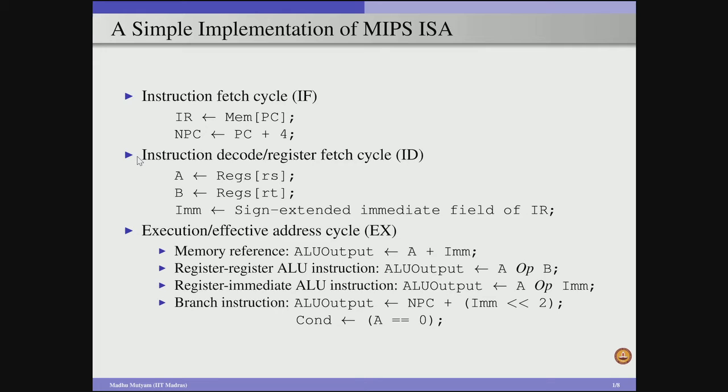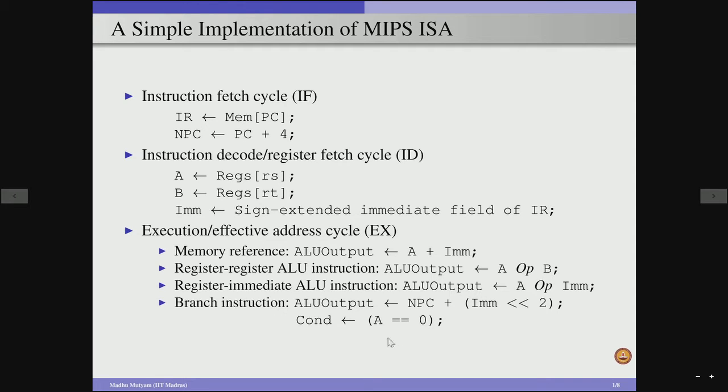And if the instruction is a branch instruction, then we have to test the branch condition. So, that will be tested by using the second instruction here, that is the condition is evaluated as to whether A equals 0, it is a branch-equal-to-0 or not. That is what we are going to consider in this particular simple implementation of the MIPS ISA.